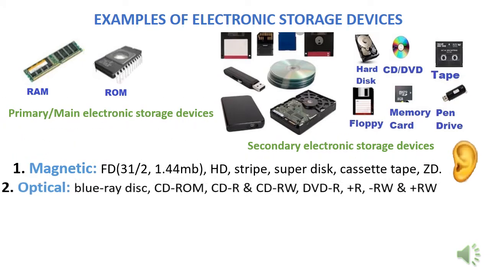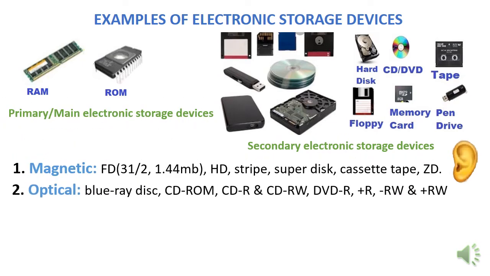Then let's talk about the second type, which are optical. We have Blu-ray discs, CD-ROM, CD-R, CD-RW, DVD-R, DVD+R, DVD-RW, and DVD+RW.